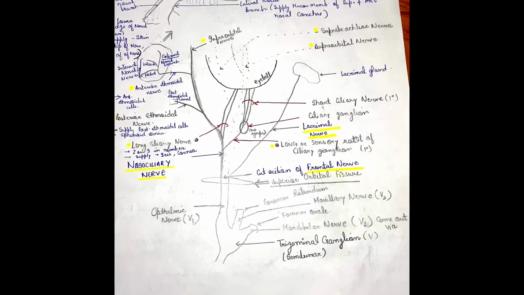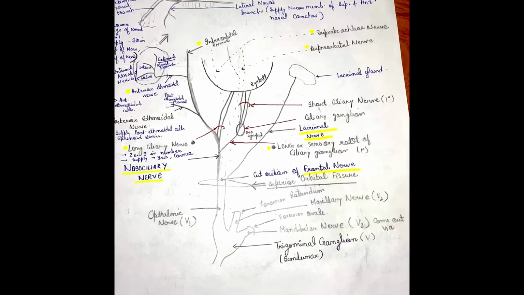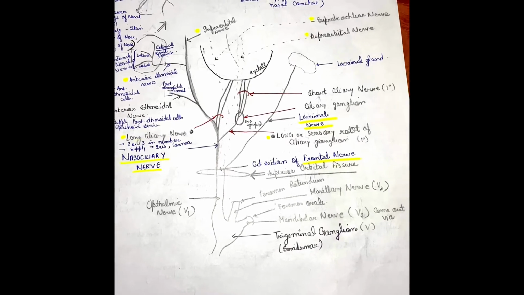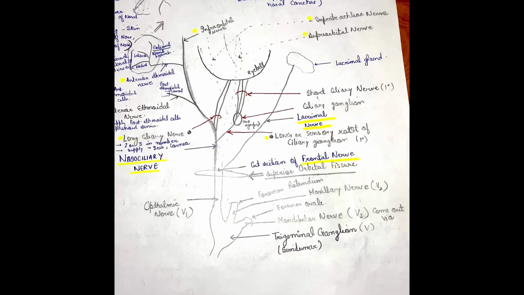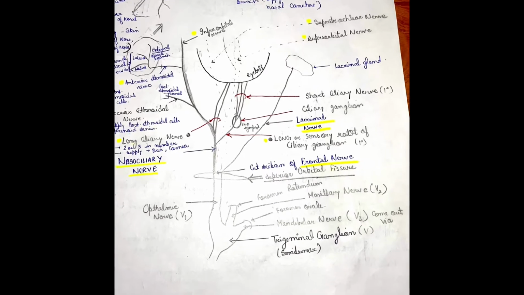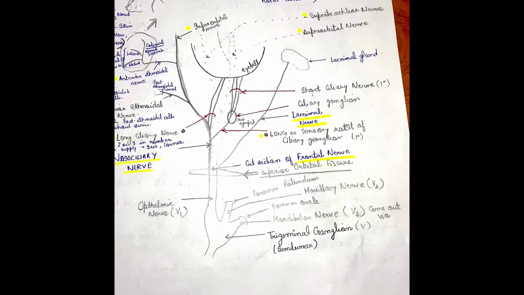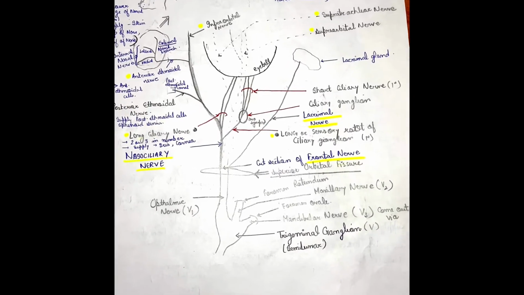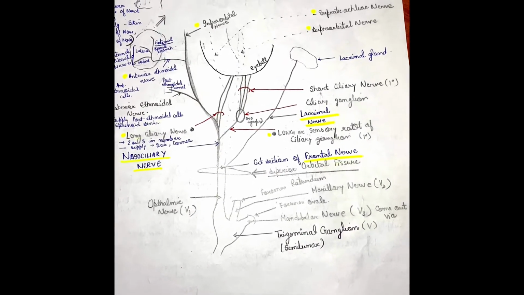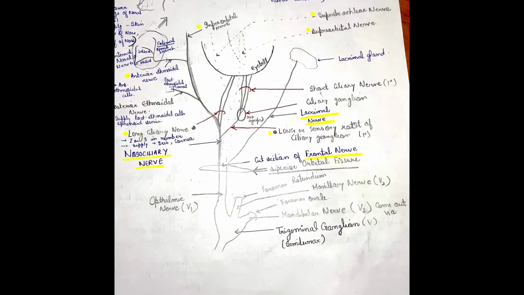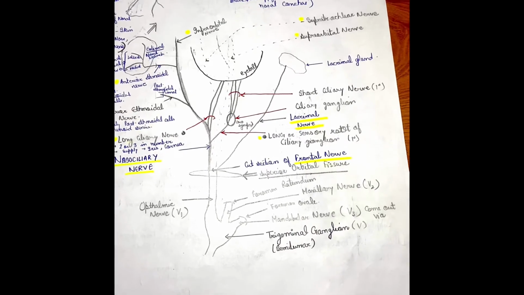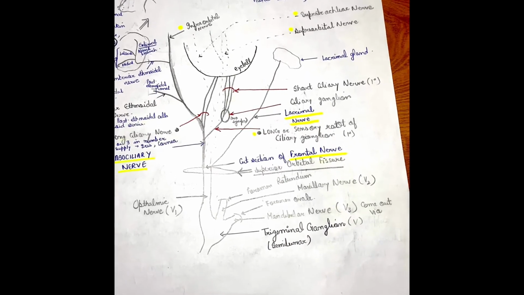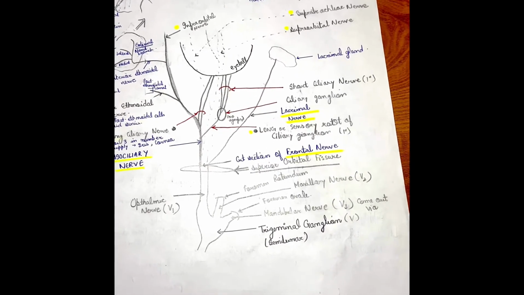Today we will do one of the very interesting and important viva questions, that is the ophthalmic nerve. So we know the fifth cranial nerve, that is the trigeminal nerve. The trigeminal nerve has three branches: ophthalmic nerve, maxillary nerve and mandibular nerve. The ophthalmic and maxillary nerves are completely sensory. Mandibular nerve contains both sensory as well as motor fibers.